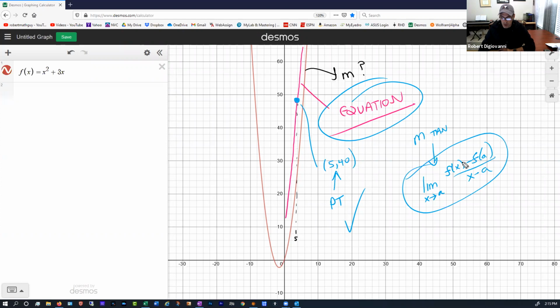Let's work through this one, and then once we get through it, we'll do another example, and hopefully you'll start to catch on to how this is going to work overall.